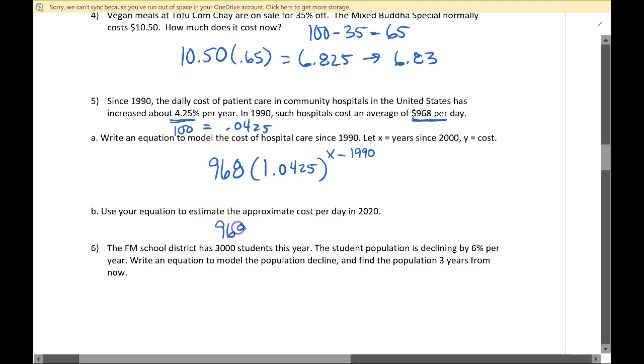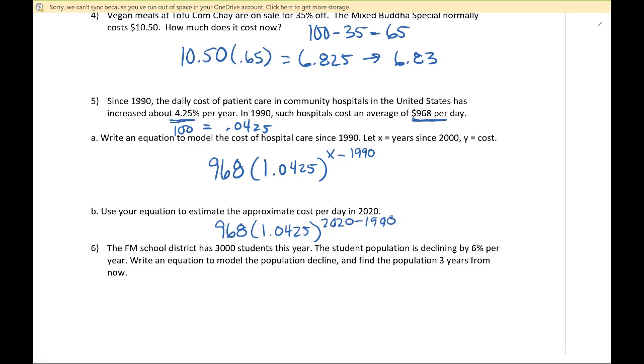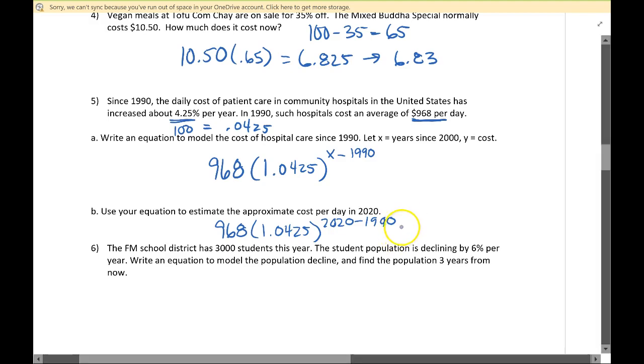So this next one, 968 times 1.0425 to the 2020 minus 1990. Now some of you can go ahead and just put 30 in there if you want to, because that's what 2020 minus 1990 is. But some of us may feel more comfortable doing 2020 minus 1990 in our calculator. And in doing so, you get $3,374.09, and that's already a rounded answer.